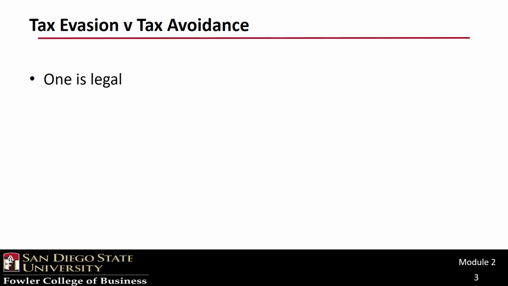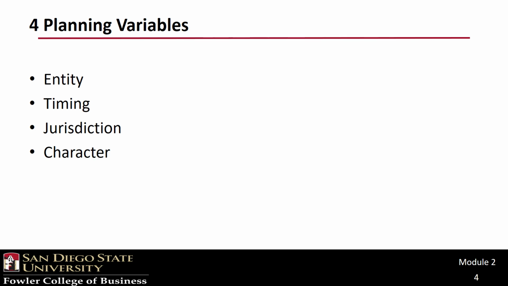So, tax evasion versus tax avoidance. Well, one is legal, the other not so much. We spent time examining the 4 tax planning variables. Almost all planning is done with one of these in mind.